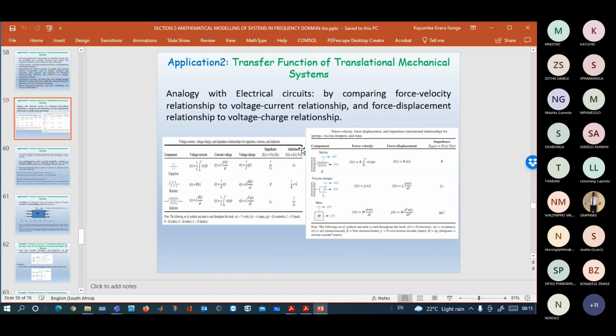Remember, we had a table where we gave a relationship between current and voltage of the different components, and the voltage and charge of different components. In a mechanical system, you are going to have the relationship between force and displacement, and between force and velocity. This is what we're going to do today. You can see this table. Let me try to zoom it.